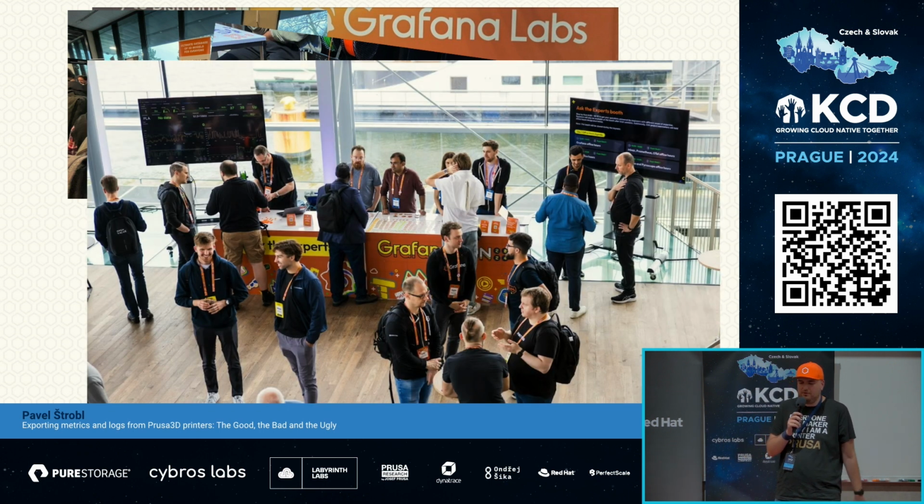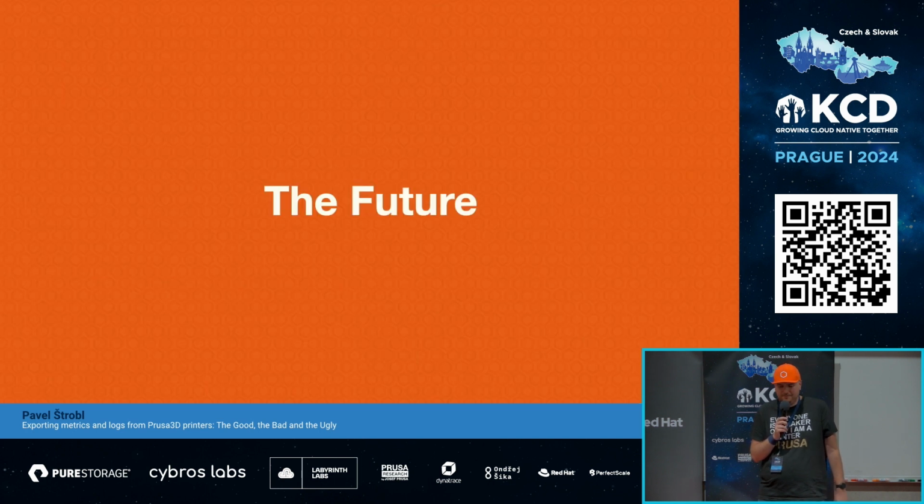And this is GrafanaCon in Amsterdam. People were very interested in the 3D printer and 3D printed parts. They were printing coins with the Prometheus logo, and also the observability side of things.